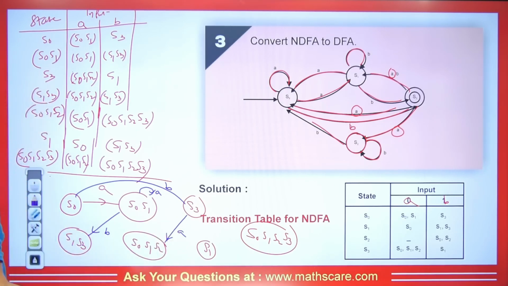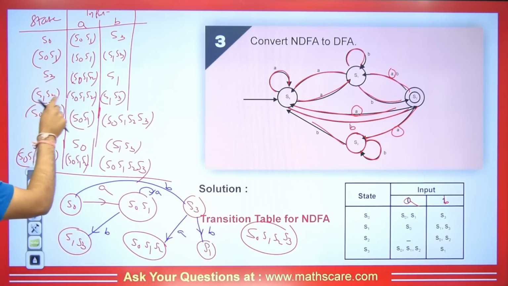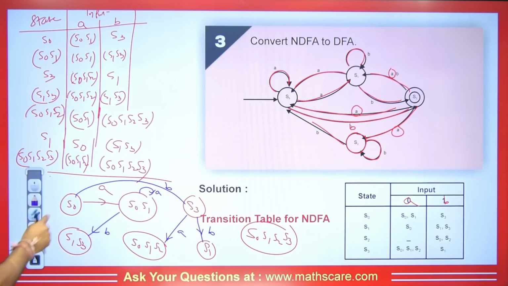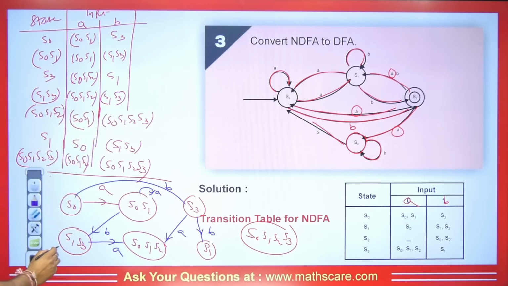So this will become A. And S3 to S1, it's going from S3 to S1. So this will become B. Similarly, S1, S3 is going to S0, S1, S2. S1, S3 to S0, S1, S2. Okay, we will get A here. S1, S3 is going to S1, S3 on B. It is a self loop.